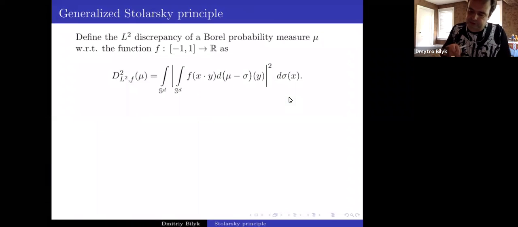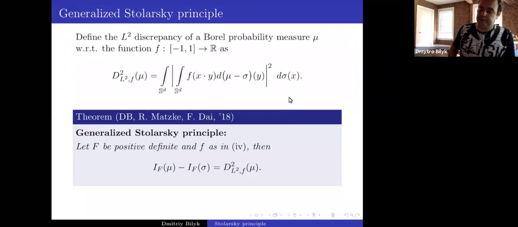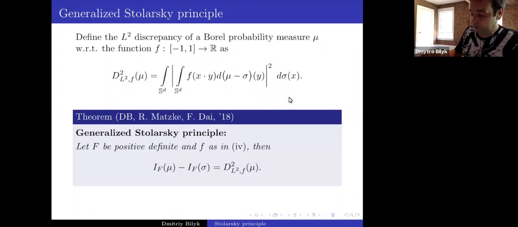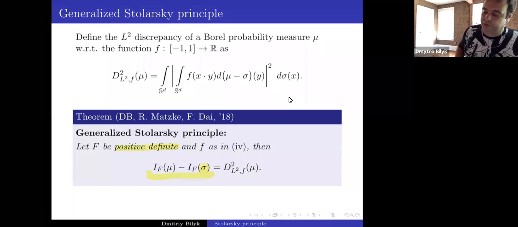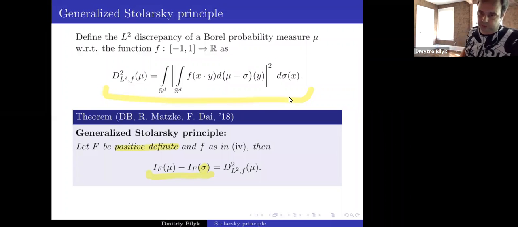So let me just state it here. Basically it tells you that if you take a positive definite function, we know sigma is a minimizer. So now if you take the difference between the energy of mu and the energy of sigma, it equals precisely this L2 discrepancy.